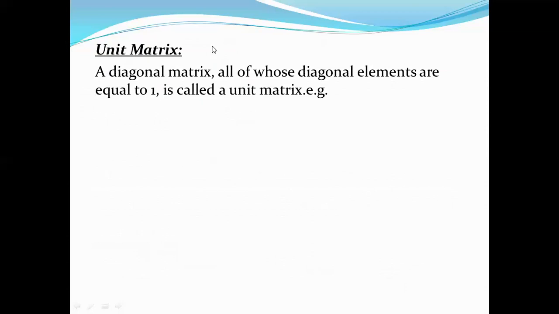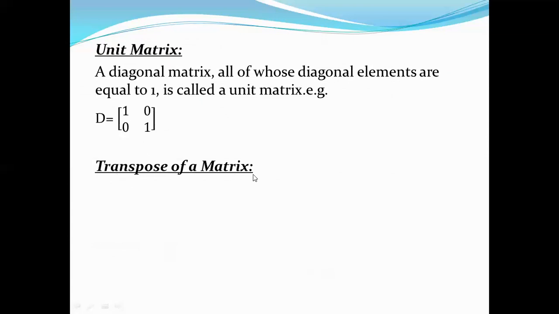Now unit matrix. A diagonal matrix, all of whose diagonal elements are equal to 1, is called a unit matrix. For example, D equal to [1, 0, 0, 1]. So a diagonal matrix becomes the unit matrix when its main diagonal elements are all equal to 1. Understand?